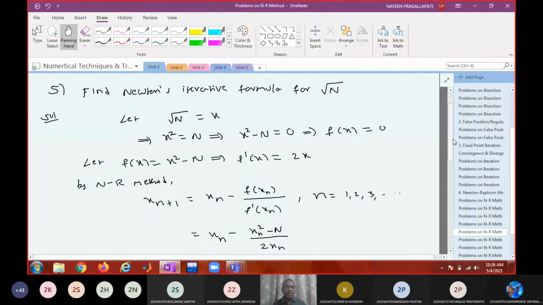Okay, so will you write down this solution in your notes? Please copy this problem in your notes. Find Newton's iterative formula for square root of n.